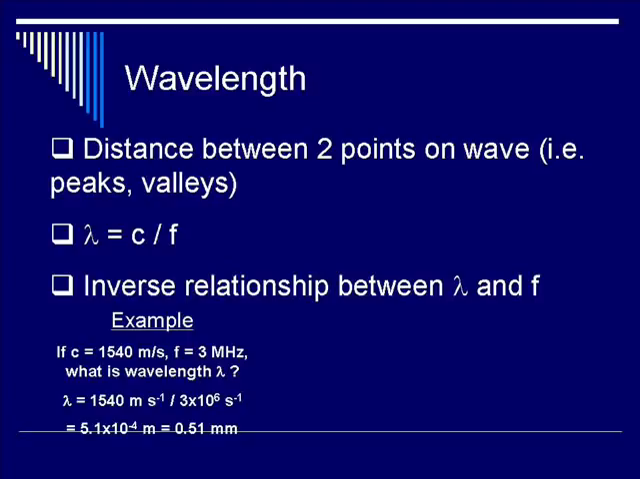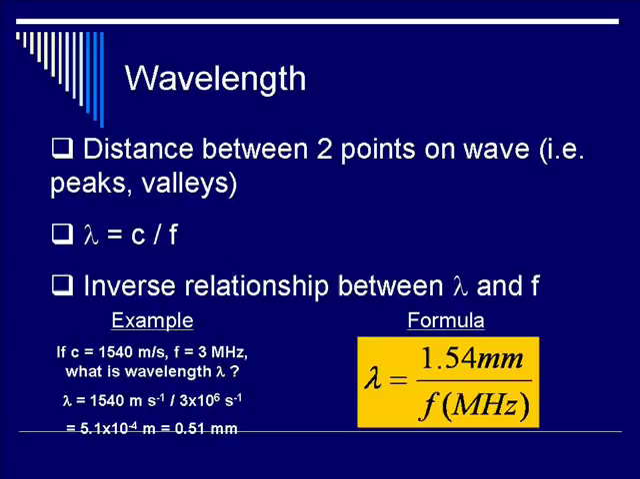Let's do an example. If c is 1540 meters per second, and the frequency f is 3 megahertz, what is the wavelength lambda? Lambda equals 1540 divided by 3 times 10 to the 6 hertz, which equals 5.1 times 10 to the minus 4 meters, or 0.51 millimeters. A better equation to remember for this kind of calculation in the future is this. Lambda is 1.54 millimeters divided by f expressed in megahertz. This will give you a quick understanding of the magnitude of lambda that you're dealing with.